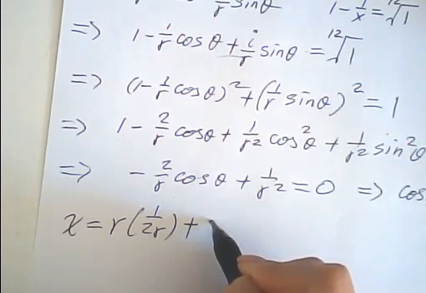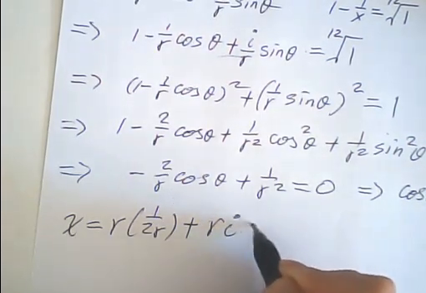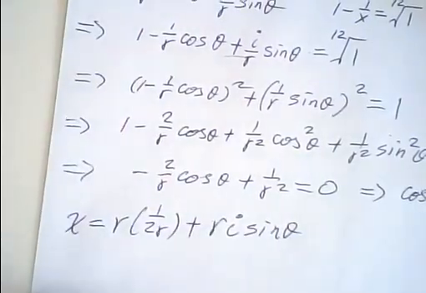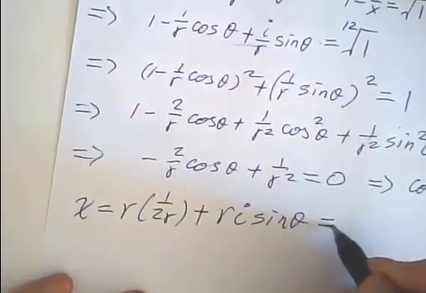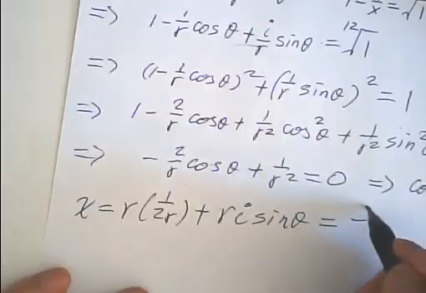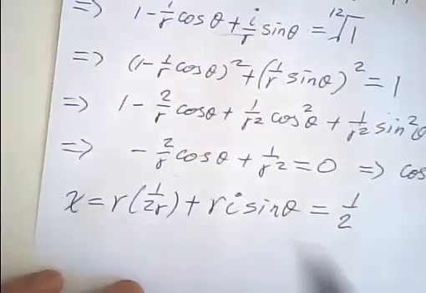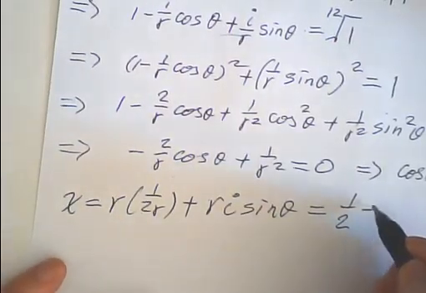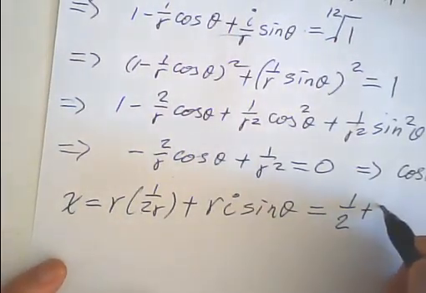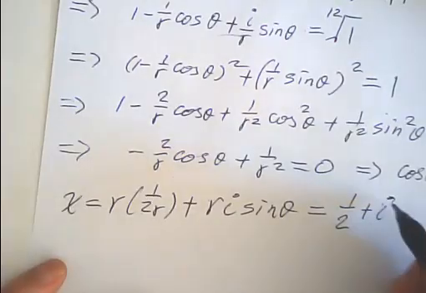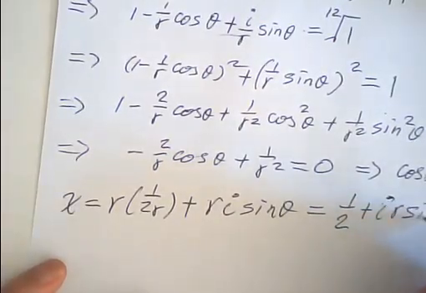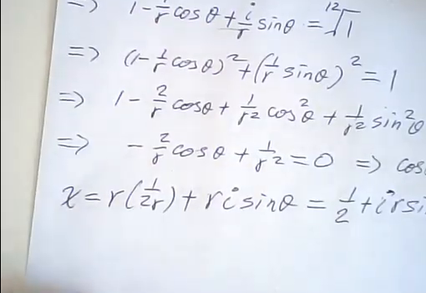r I sine theta. So this is equal to half. See, it's good. We find the real part of x is a half plus I. Right, this way is better.